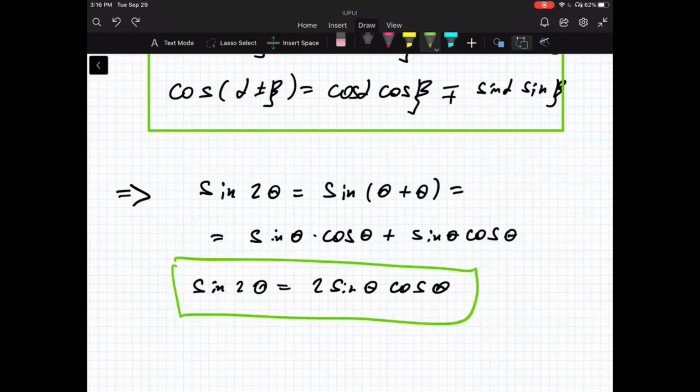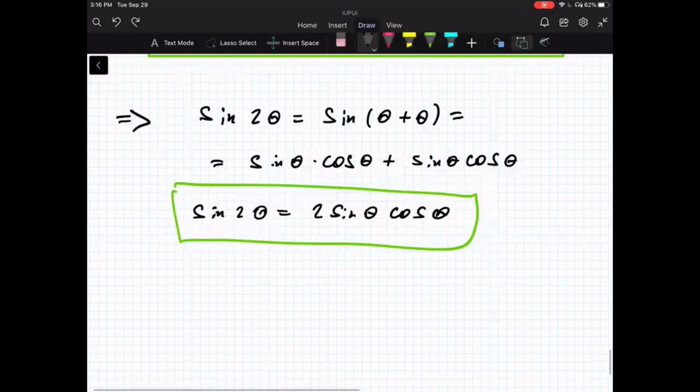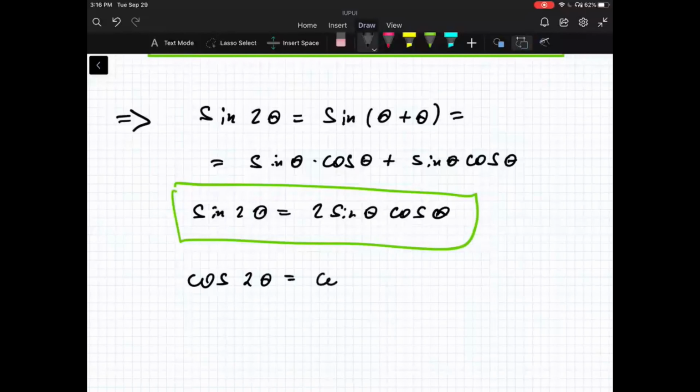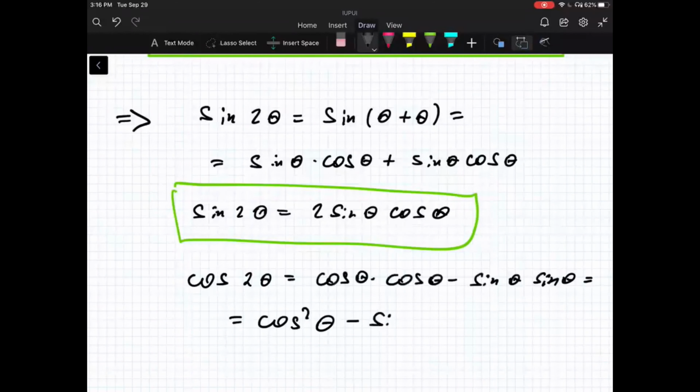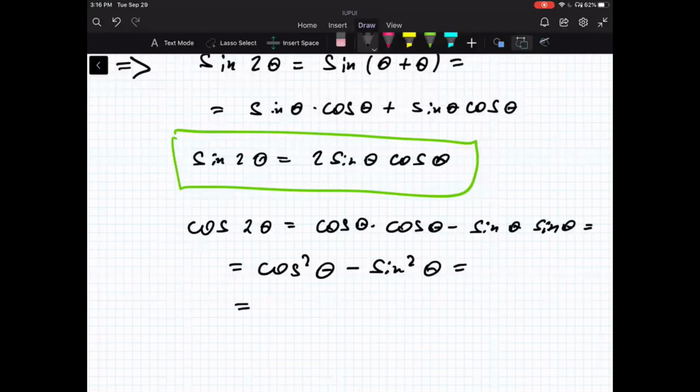The same story with the cosine of double angle. If you just plug, it will be cosine of theta cosine of theta minus sine of theta sine of theta, or cosine squared of theta minus sine squared of theta. Or you can use the trigonometric identity and write it as 2 cosine squared of theta minus 1, or 1 minus 2 sine squared of theta.